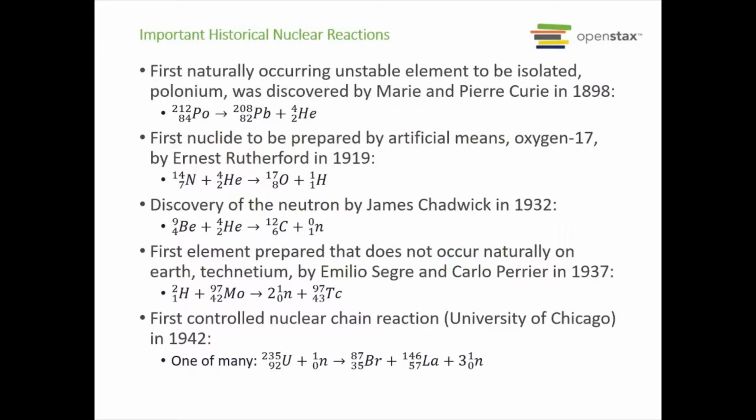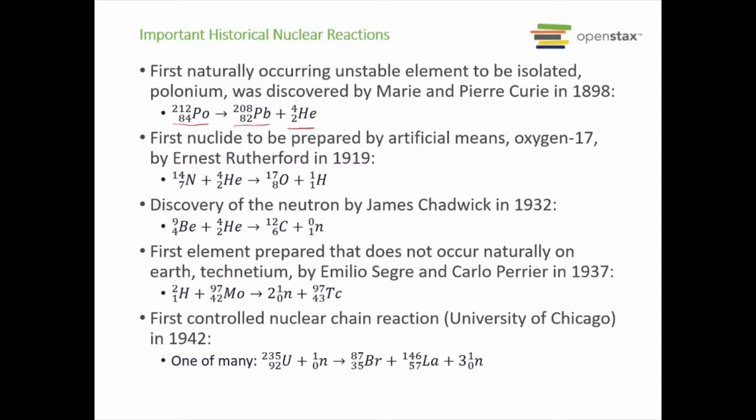And to end this section, there are some important historical nuclear reactions that I thought were interesting to talk about. The first one being the first naturally occurring unstable element that was isolated, and that was polonium. Polonium, discovered by Marie and Pierre Curie in 1898. Marie Curie, one of my personal heroes, is the first and the only person to win 2 Nobel Prizes in different sciences. So she won one in chemistry and one in physics. So she's pretty amazing. So what's happening is the polonium is decaying to form lead, and it gives off an alpha particle, so it's an alpha decay.